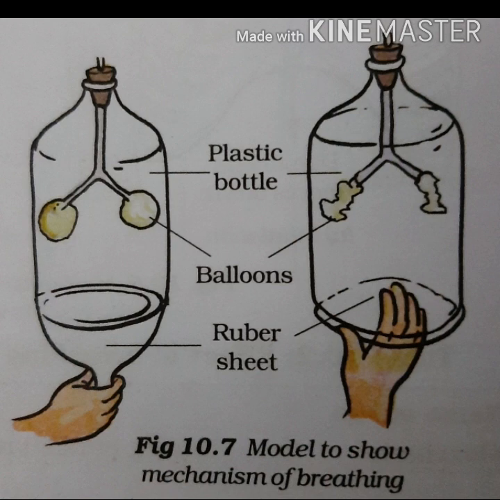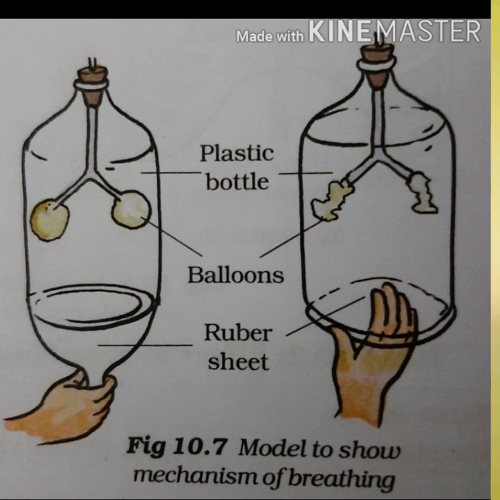The percentage of oxygen and carbon dioxide in the inhaled and exhaled air is different. In the inhaled air, there is almost 21% of oxygen and 0.04% of carbon dioxide. In the exhaled air, there is almost 16.4% oxygen and 4.4% carbon dioxide. This is the approximate amount of carbon dioxide and oxygen in the inhaled and exhaled air.